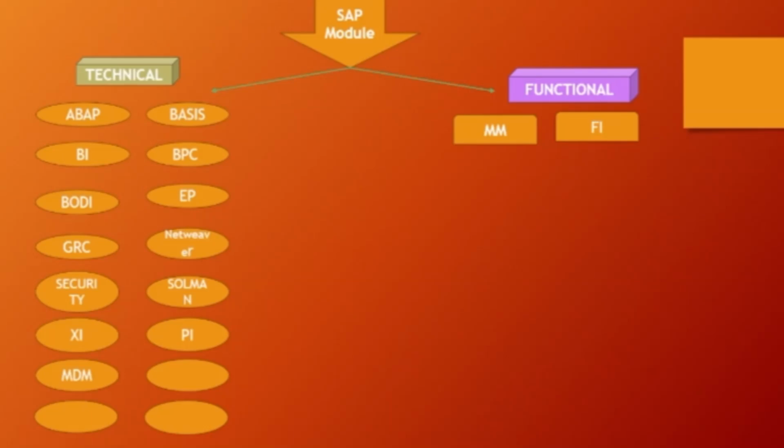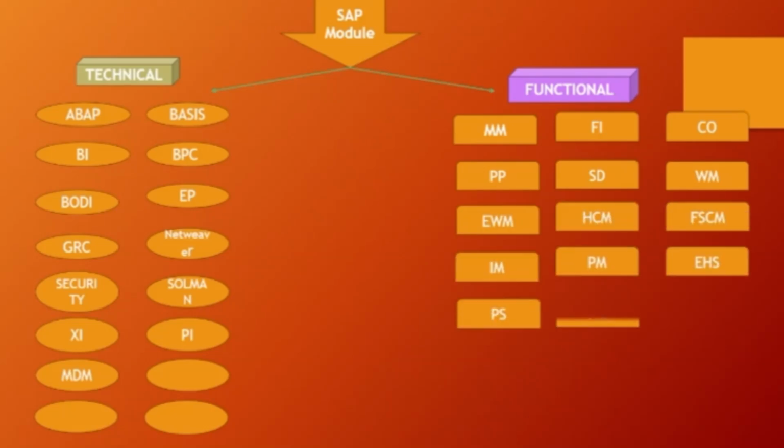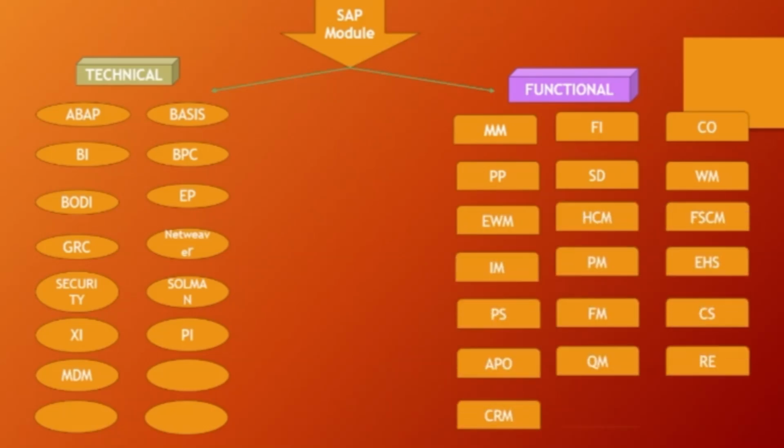Under the functional verticals, we have so many modules, and these modules are cited in your current slide. You can rely on it. But today we are going to discuss only the SAP Material Management module, its functions and objectives.